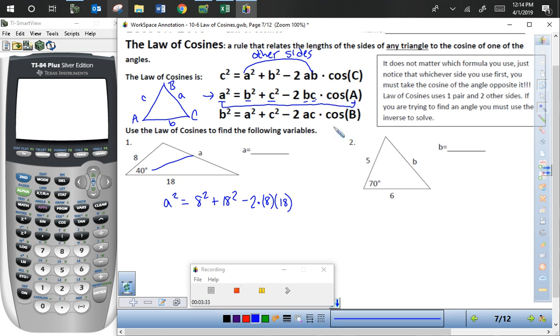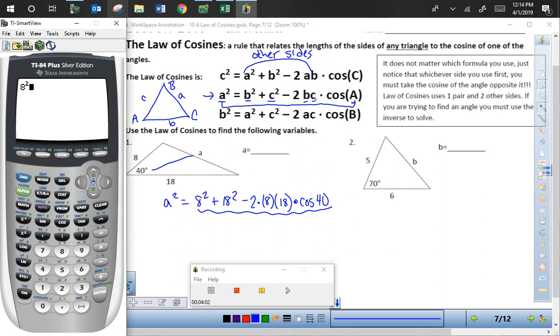Then it says times cosine of the angle. You'll notice, see our pair here, so that's why we're going back to this, and our one angle given to us was 40 degrees. Now the whole goal here is to get whatever variable we're looking at by itself. So A right now is already on its own side of the equal sign, which means we get to type this whole thing in our calculator. So grab out your calculator and type with me: 8 squared plus 18 squared minus 2 times 8 times 18 times cosine 40.